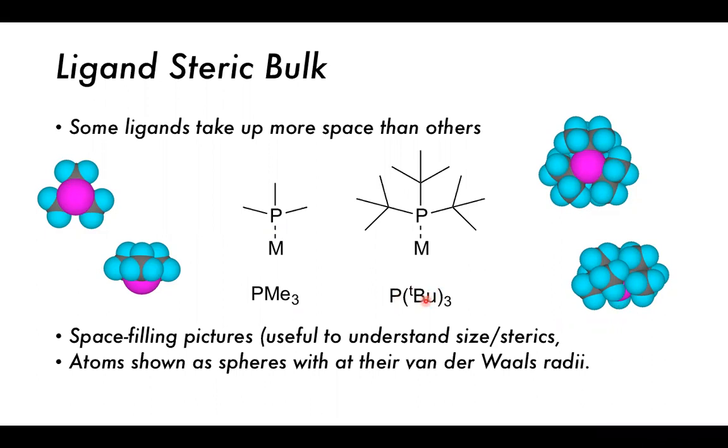Space filling pictures are useful to understand size and sterics, with atoms shown as spheres at their van der Waals radii. You can see here this angle is called the Tolman angle. It's pretty good for trimethylphosphine, but for tri-tert-butylphosphine, it's almost 180 degrees, or less than 180 degrees. Not very good for the formation of a complex.